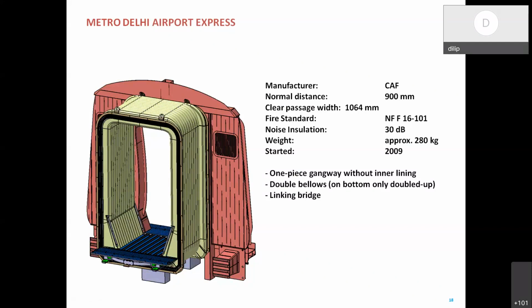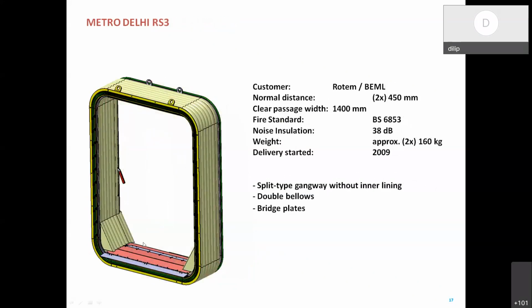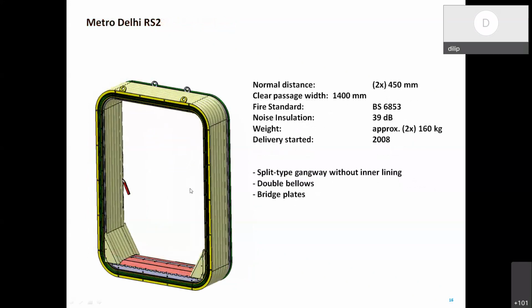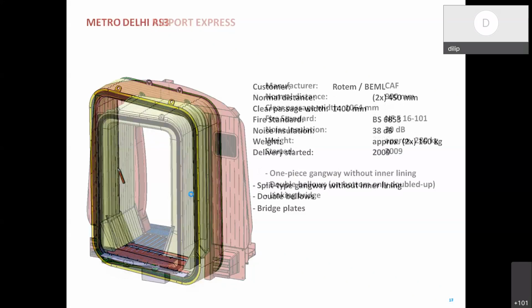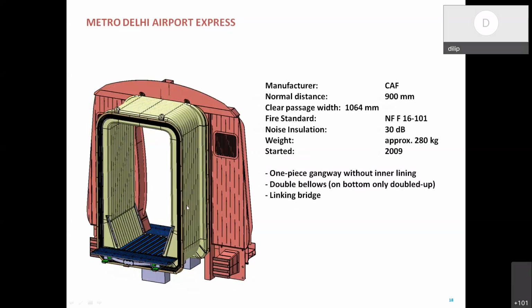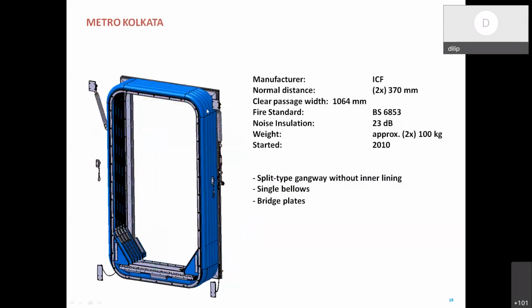I am trying to show this for better appreciation of the gangways currently running in various metro systems. The gangway used in Delhi Metro is a single piece gangway, and these two metros have split type gangways, meaning there are two pieces. Here it is a single piece gangway. It is fastened to both sides of the end wall and it is not easy to separate. And this is the Calcutta Metro gangway which ICF has manufactured. This is also a split type of gangway.